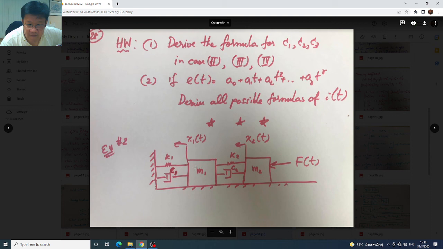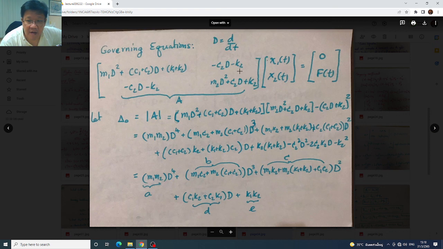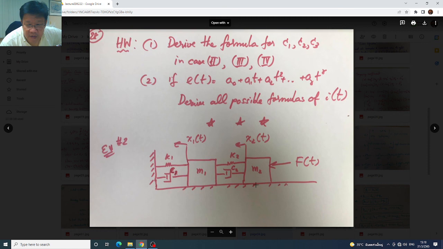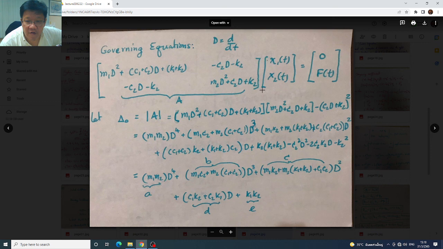But when you look at the m1 side, this one becomes the negative side. And again, when you look at mass number 2, the only elements connected to m2 are k2, c2 and m2 themselves. Therefore this is only m2 times the acceleration of x sub 2, plus c2 times the first derivative of x sub 2, and k2 x sub 2.